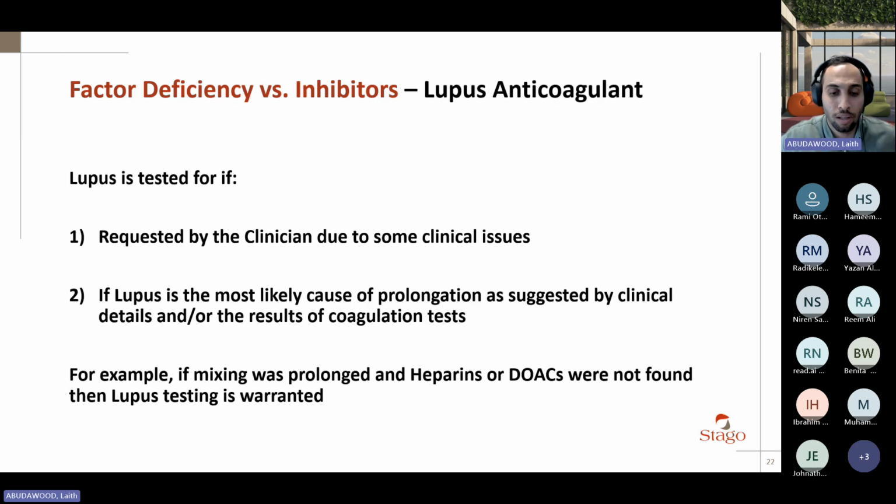All right. Now I have an inhibitor. What do I do next? Do I run lupus? Do I test for heparin? Do I test for DOACs? Do I test for CRP? What do I do next?